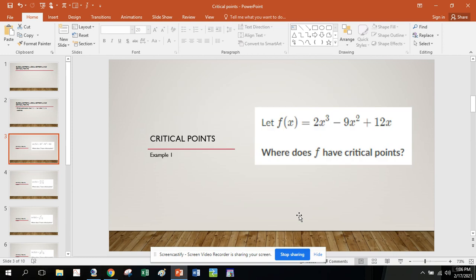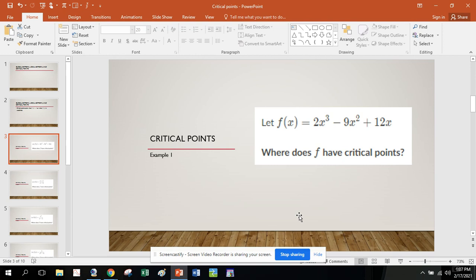So here's a typical question. Let's say that you have f of x equals 2x cubed minus 9x squared plus 12x. And we want to know, all right, well, where are these critical points? So we know the critical points exist when the derivative is either equal to zero or the derivative is undefined. So let's go ahead and do that.